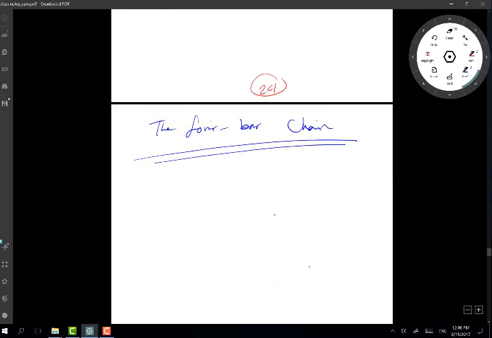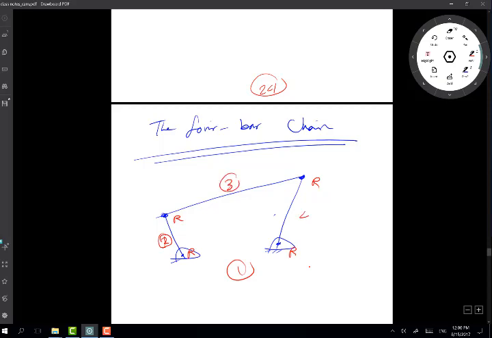All right. So now a 4-body chain is simply just this linkage, which we have drawn a number of times before, and has 4 links and 4 revolute joints. So I have R, R, R, R, and I have link number 2, link number 1, link number 3, link number 4.